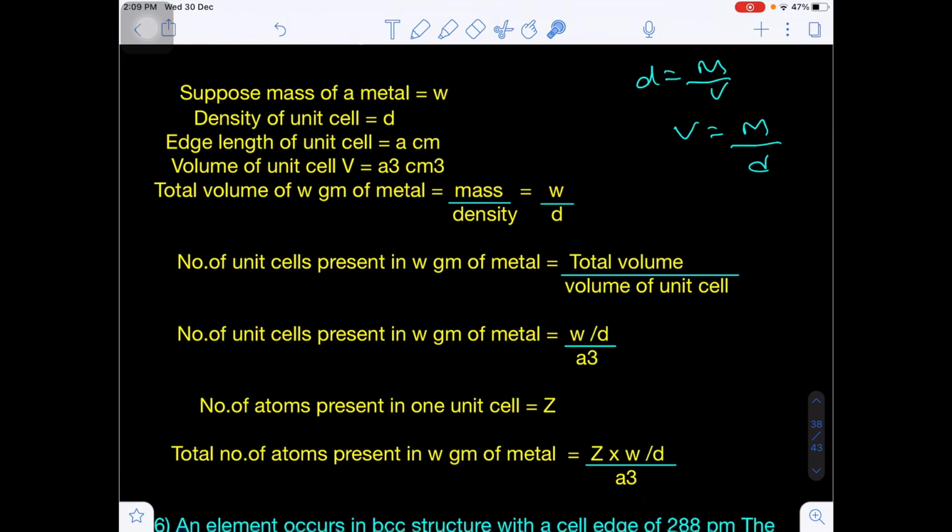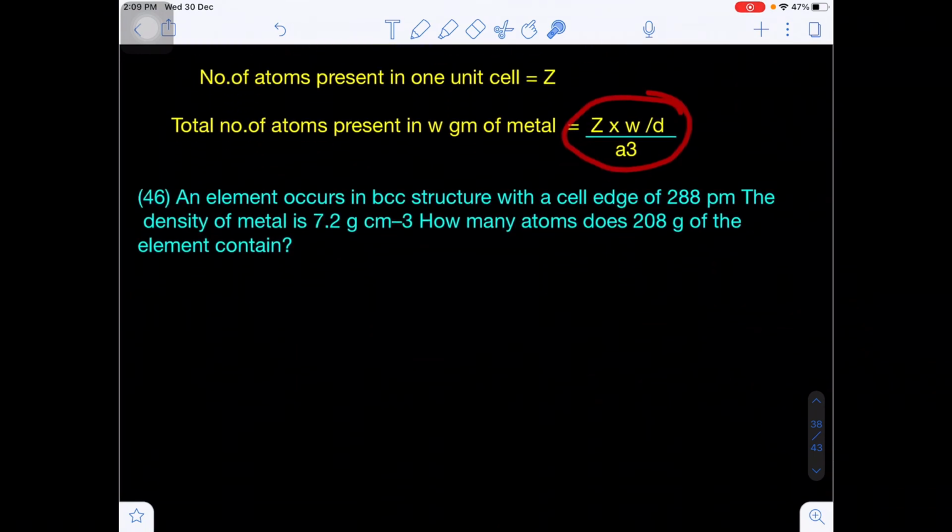Are you getting my point? So this is very important. First of all, what we have to find is the number of unit cells. How to find the number of unit cells? We have to find the total volume of the given weight of the metal, that will be W by D, and divide it by the volume of the unit cell. So we will get the number of unit cells. In one unit cell, suppose Z atoms are present. So this many unit cells contain a number of atoms that will be a multiple of Z, the number of unit cells multiplied by Z. Are you getting my point?